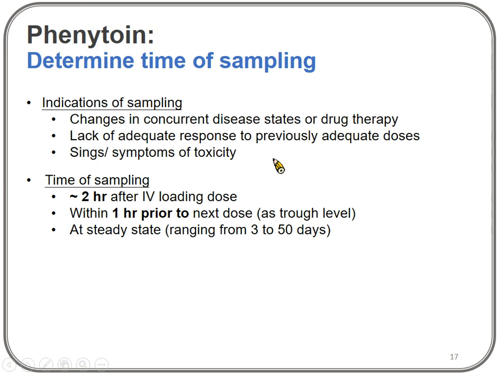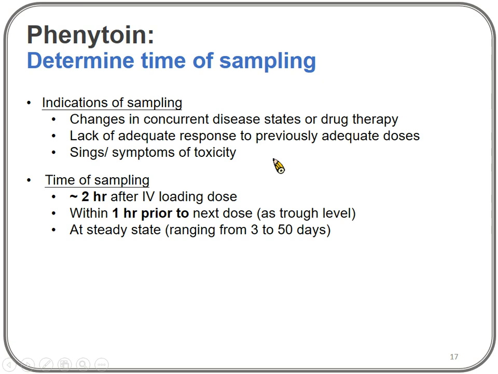In terms of the exact time of sampling, for the loading dose, you can quickly check the first blood level 2 hours after finishing the loading. And for the regular maintenance dose, we need to follow the trough level as both the therapeutic and safety target. Normally within 1 hour prior to the next dosing time is practically acceptable as the true trough level.